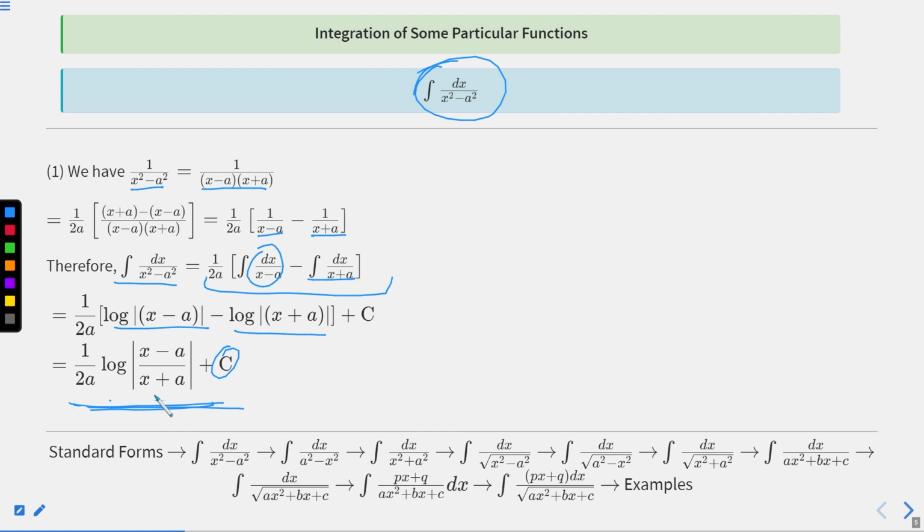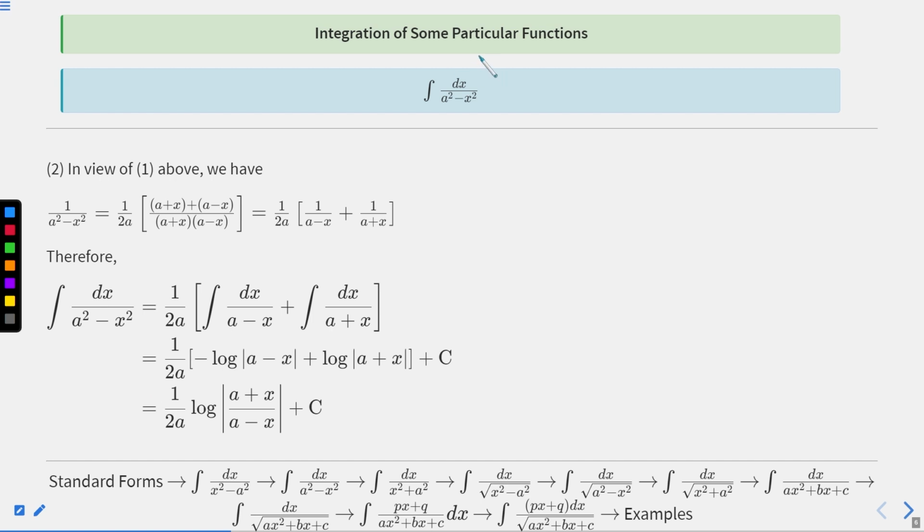Okay, I hope it is clear to you. Let us move next. Now proof for the second expression. What you will have? We will be working on the same pattern, so try to reduce it. You will have 1 by 2a times (a plus x plus a minus x) divided by (a plus x) product (a minus x). Now this can be further reduced to 1 by 2a times (1 by a minus x plus 1 by a plus x). Now integration of this will be minus log a minus x.